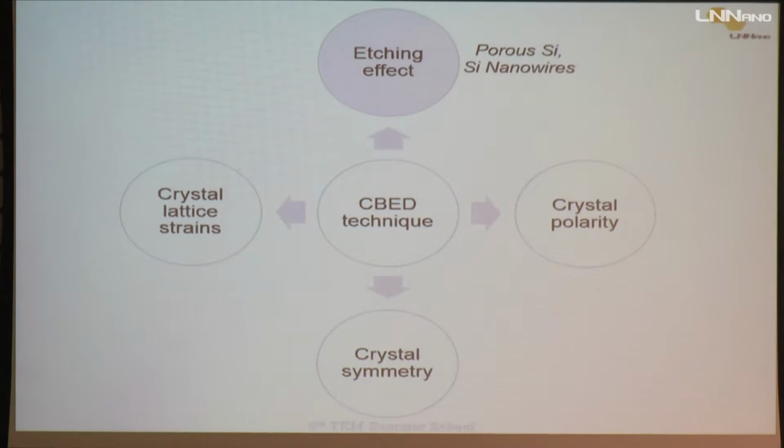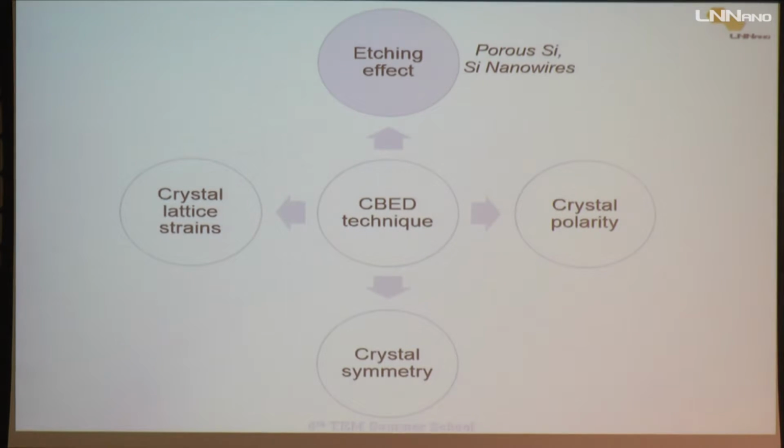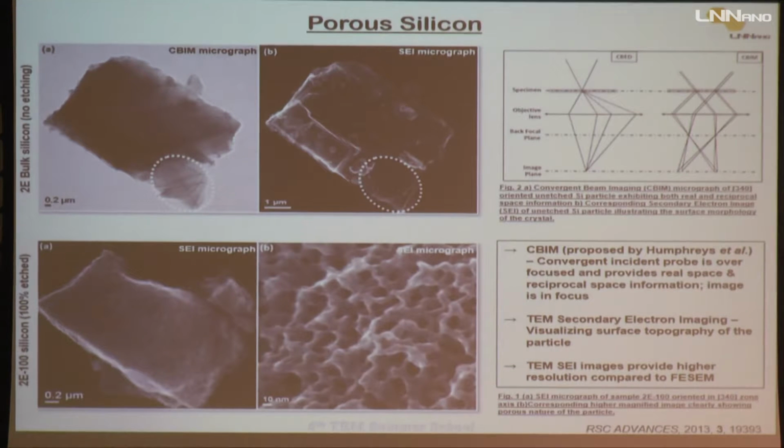I use different samples because I can't do all the analysis on one particular sample. So I use different samples for different applications. For the etching effect, I used two different types of samples: porous silicon and silicon nanowires. For both cases, I'll be discussing why it can only be a qualitative analysis. So first, the porous silicon. Here, again, I have two different types of porous silicon.